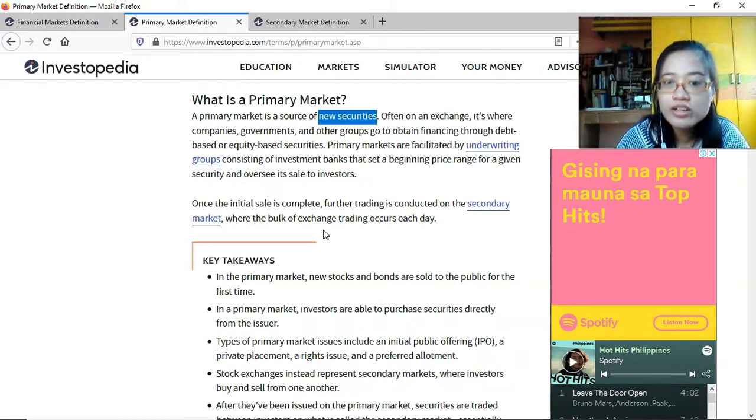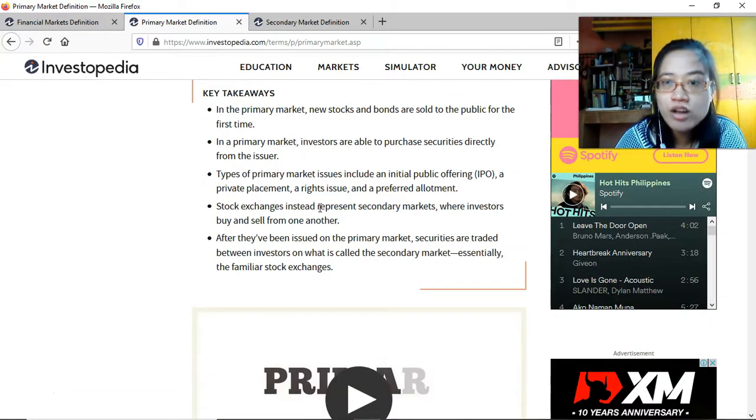That's where the bulk of exchange trading occurs every day, and in a way, it helps with the liquidity of that particular security. Liquidity is convertibility to cash. Key takeaways: in the primary market, new stocks and bonds are sold to the public for the first time. In a primary market, investors are able to purchase securities directly from the issuer, but sometimes through an underwriter. Types of primary market issues include an initial public offering, a private placement, a rights issue, and a preferred allotment.